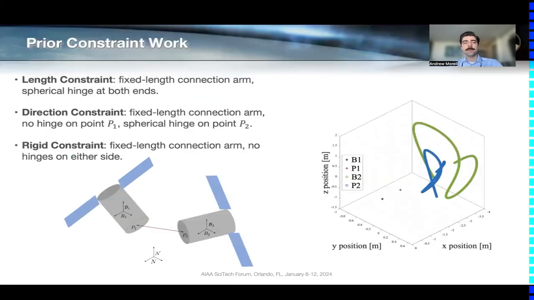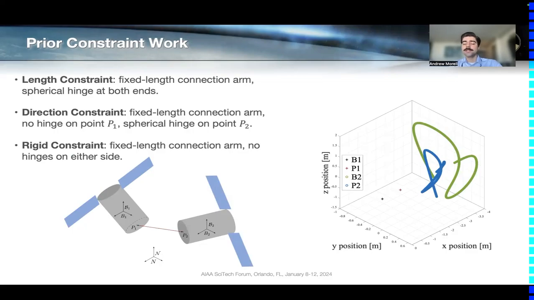Now, quickly looking at some of the prior constraint work that we've done in this area, we looked specifically at single arms between vehicles, and at the very start looked at a length constraint, wherein we said the distance between points P1 and P2, those connection points, needs to be fixed. However, no other constraints were applied. Therefore, both spacecraft could, as you could think, swivel around a spherical joint at those 2 points.